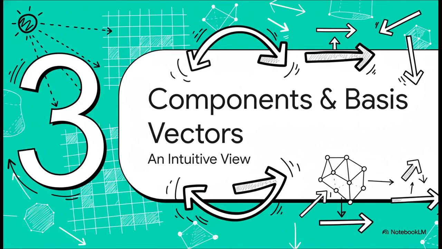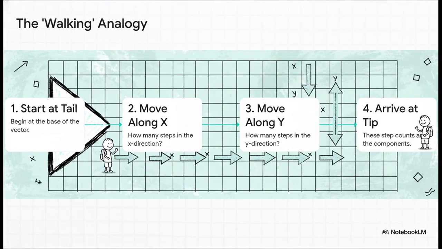All right, let's talk more about components and basis vectors. The shadow thing is pretty cool, but honestly, there's an even more intuitive way to think about this that I think makes it all just click. Okay, picture this. You are standing at the very beginning of the vector, at its tail. Your mission is to walk to the tip, but there's a catch. You can only walk along the grid lines.